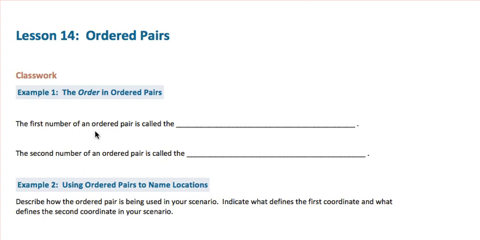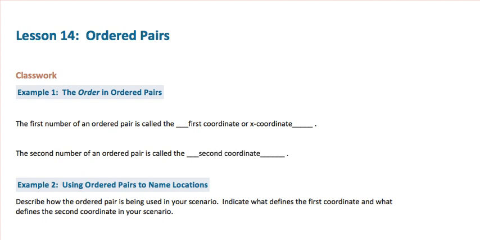The first number of an ordered pair is called the first coordinate, or the x coordinate. And the second number of an ordered pair is called the second coordinate, or the y coordinate.